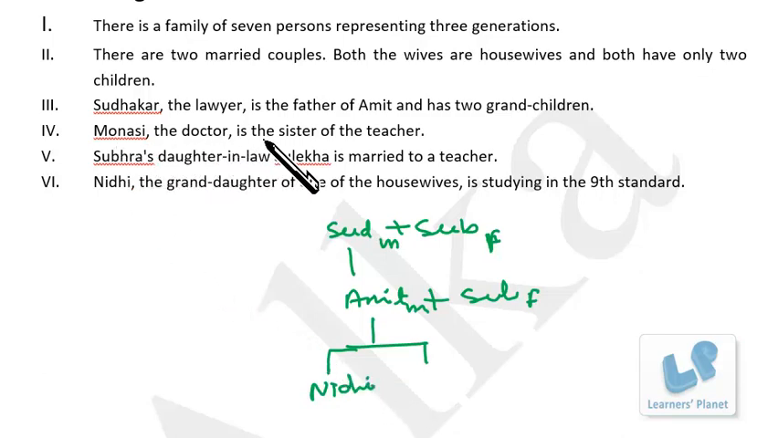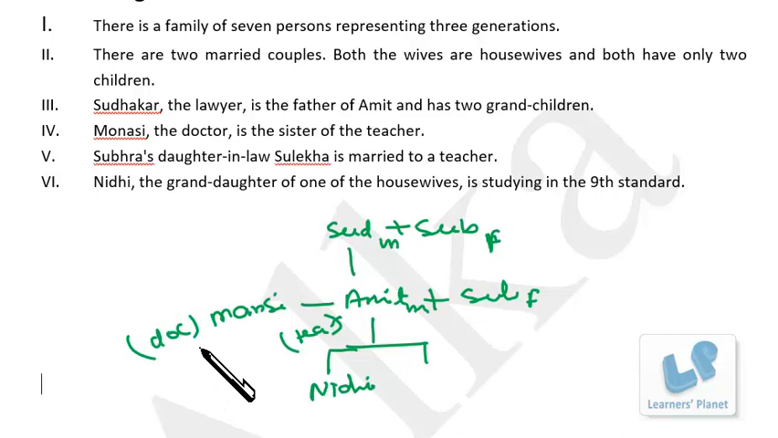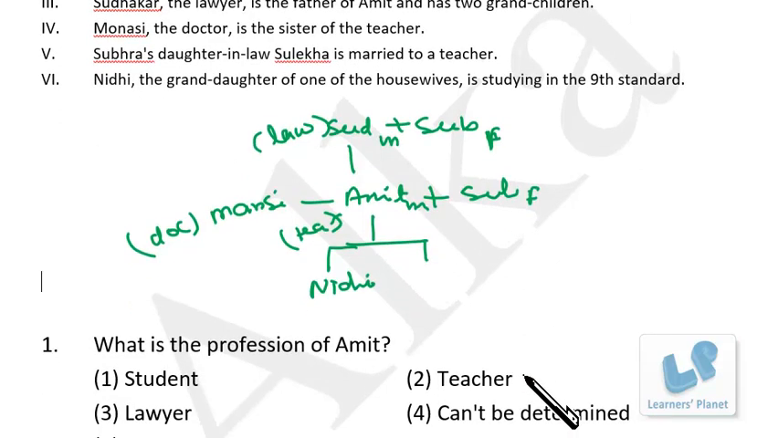Then Mansi is the doctor, is a sister of the teacher. That means Amit is teacher and Mansi is his sister. And Shubhra's daughter-in-law Sulekha is married to a teacher. That means precisely Amit and Sulekha are husband and wife, and Amit is teacher. Okay, Mansi doctor, Nidhi a student, then Sudhakar is lawyer, and we don't know about the second child of Amit and Sulekha. Okay, now what is the profession of Amit? That is teacher.